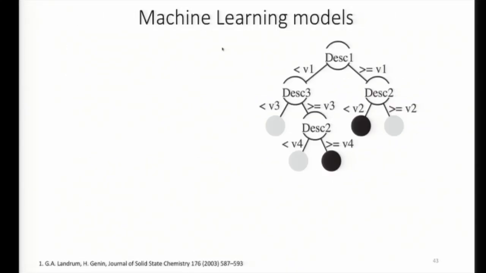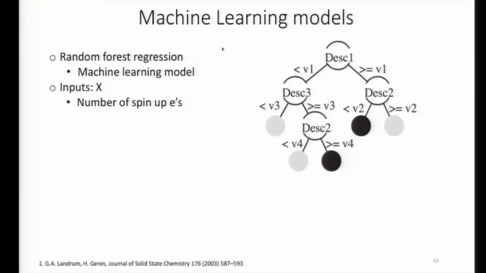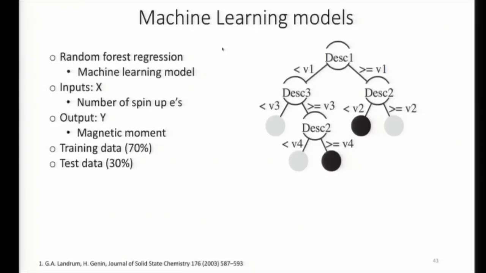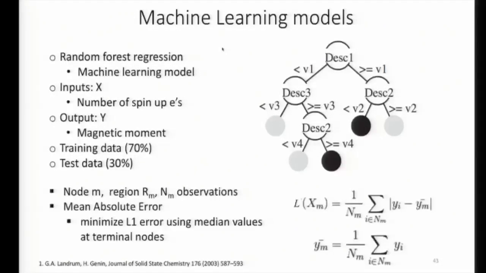We'll do something a little more complicated than a linear model, called a random forest, and it's based on something called a decision tree. I'll explain a little more about what that means. Our model is a random forest model. We take inputs like the number of spin-up electrons. The output is going to be something like the magnetic moment. We take training data and test data. I'll explain exactly what that is in a few slides. And we minimize the loss function of this model to estimate what a good model should be.